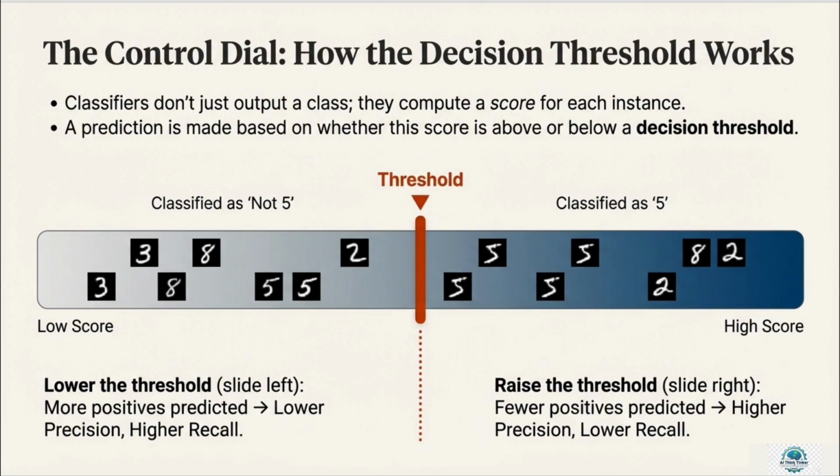If we lower the threshold, sliding left, we become lenient. We catch all the 5s, which is equivalent to high recall, but we also accidentally let in a bunch of non-5s, tanking our precision. This threshold is your control dial.